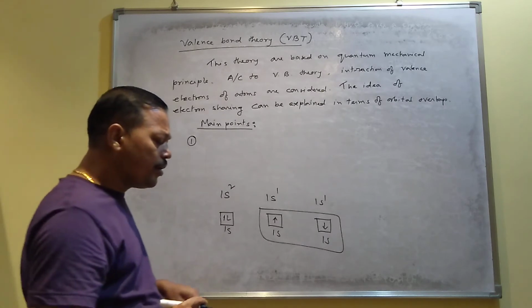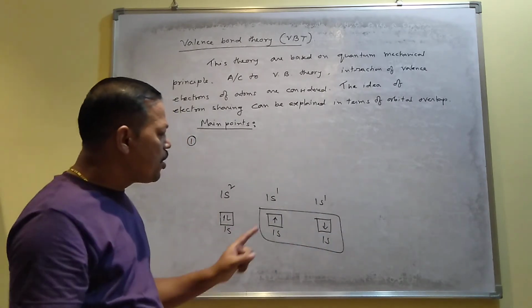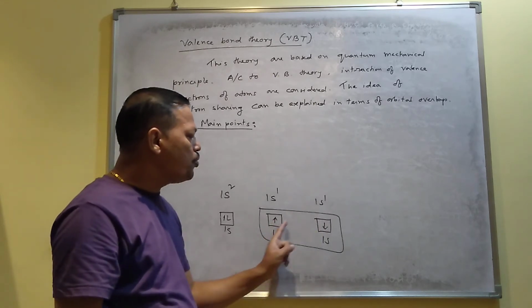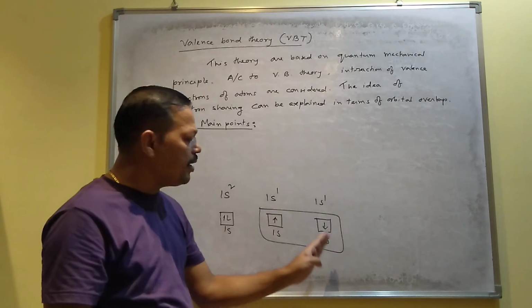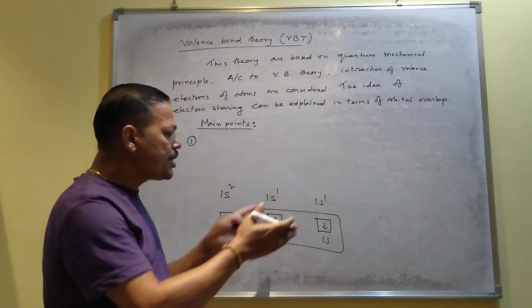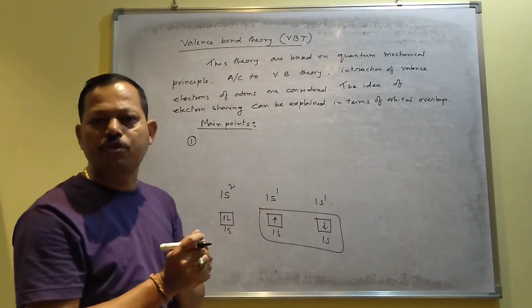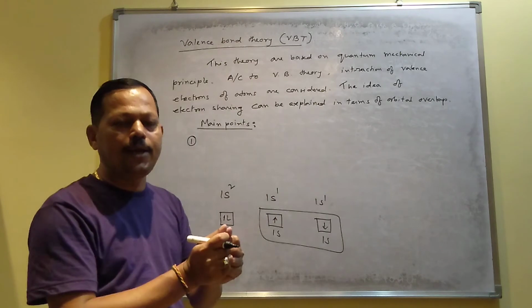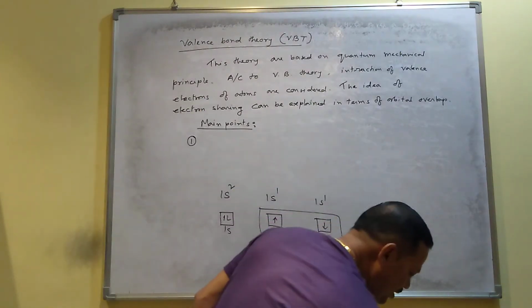Now the second point: overlapping and consequent bond formation takes place only when the spins of the two electrons are opposite from one another. If one is upward, then the other should be in downward spin, then they can undergo overlap. If both the spins are in upward direction, then repulsion takes place. That type of orbital does not undergo overlap. So when you do overlap, the spins of the two electrons should be opposite from one another.